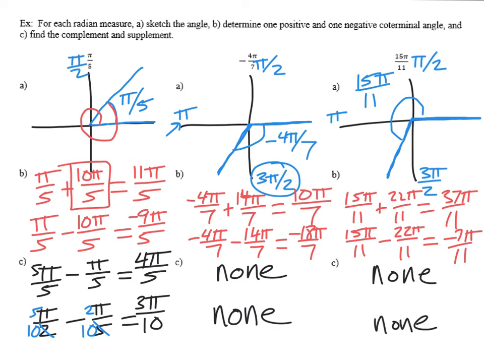Here we could offer reasons for both of these, right? Because here I was just going to say because negative 4 pi over 7 is less than 0, it's a negative angle, so we're not going there. This one happens to be positive, but if we're talking supplement, 15 pi over 11 in terms of radians is over pi.